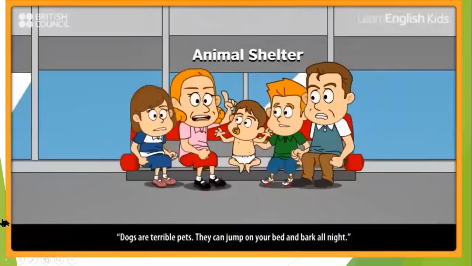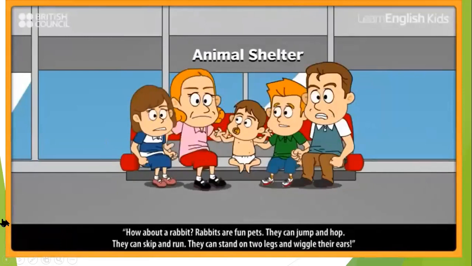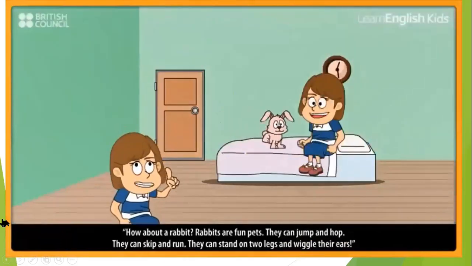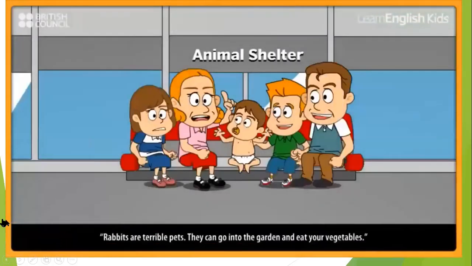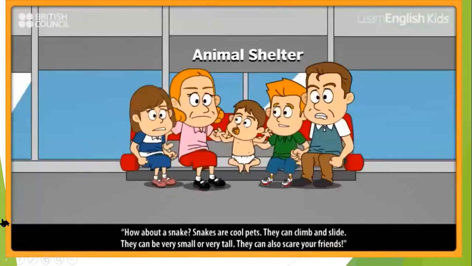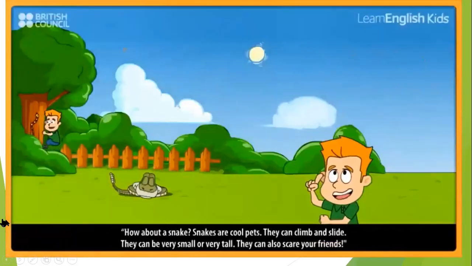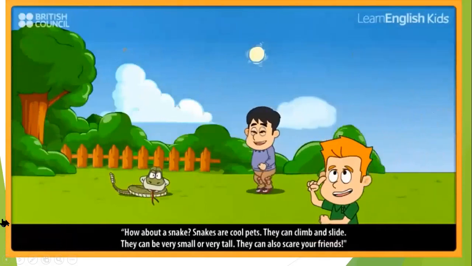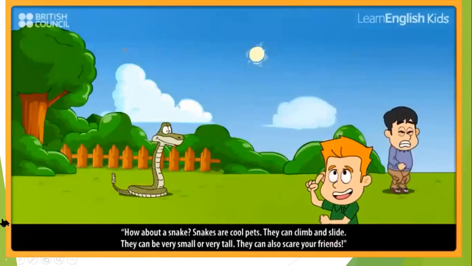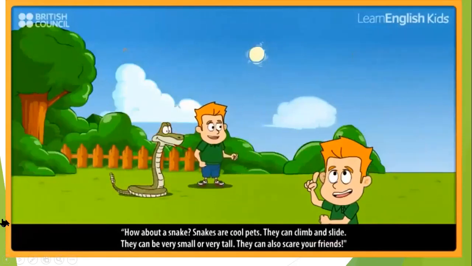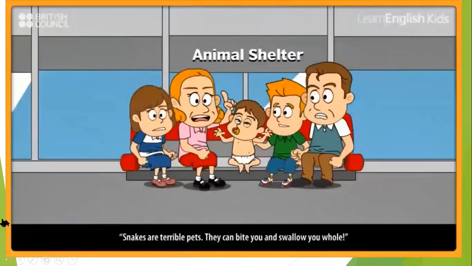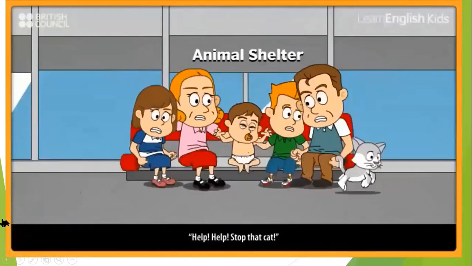Dogs are terrible pets. They can jump on your bed and bark all night. How about a rabbit? Rabbits are fun pets. They can jump and hop. They can skip and run. They can stand on two legs and wiggle their ears. Rabbits are terrible pets. They can go into the garden and eat your vegetables. How about a snake? Snakes are cool pets. They can climb and slide. They can be very small or very tall. They can also scare your friends. Snakes are terrible pets. They can bite you and swallow you whole. Help! Help! Stop that cat!